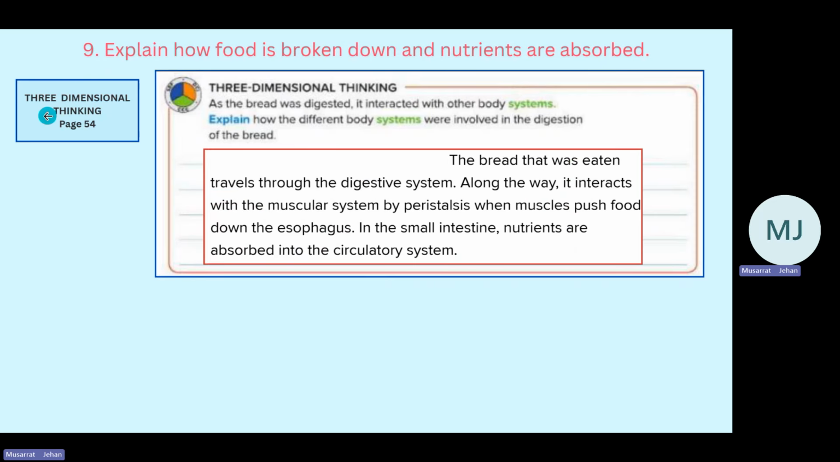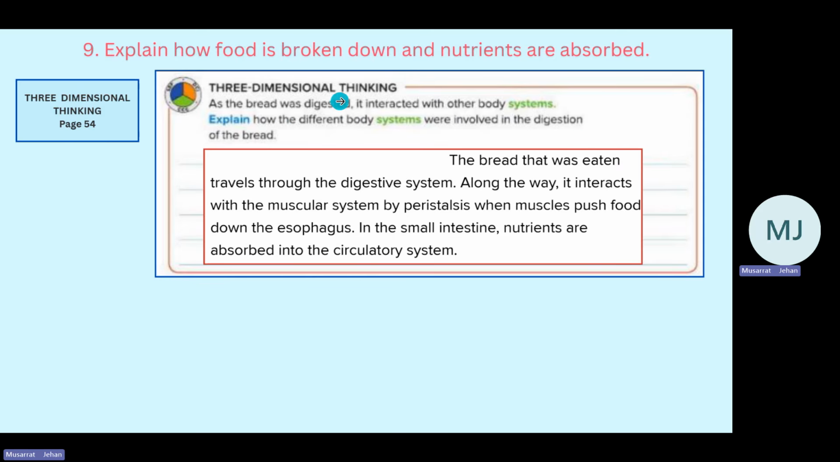Then there is another question here, a three-dimensional thinking question, page number 54. As the bread was digested, it interacted with other body systems. You know that all body systems interact with each other. So here you have to explain how different body systems were involved in the digestion of bread.